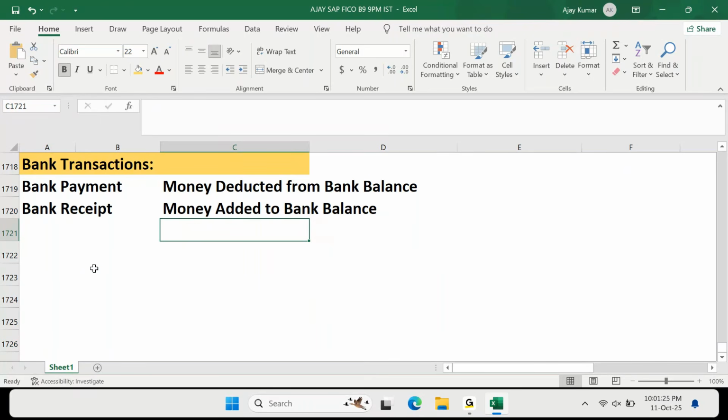When you pay, something will happen. When you receive, some other thing will happen. Meaning, it will have a negative impact, right? Opposite reaction.